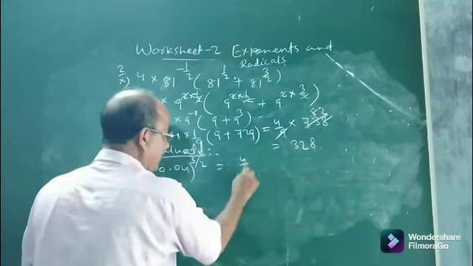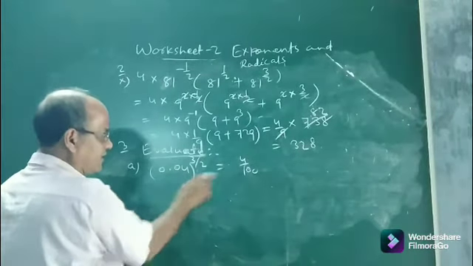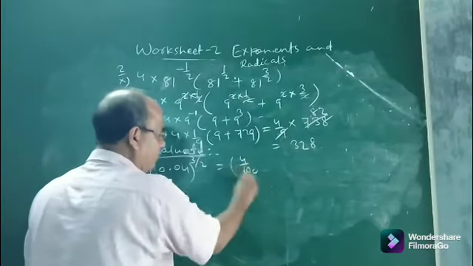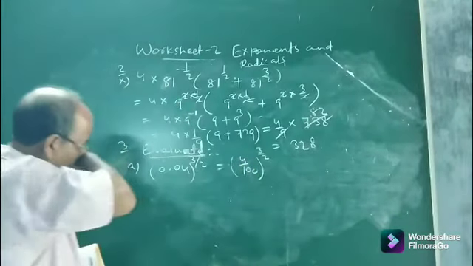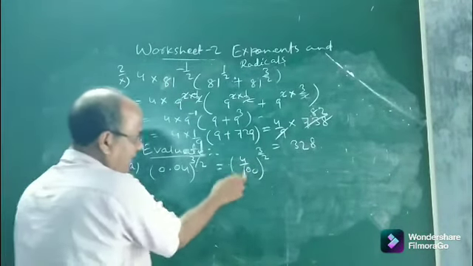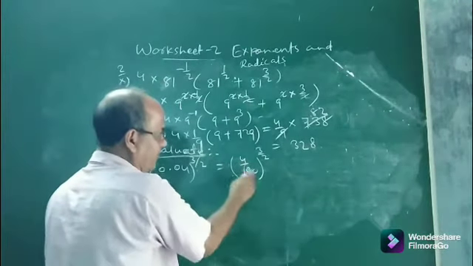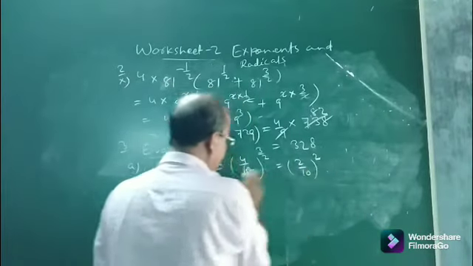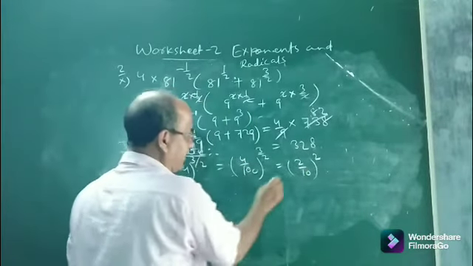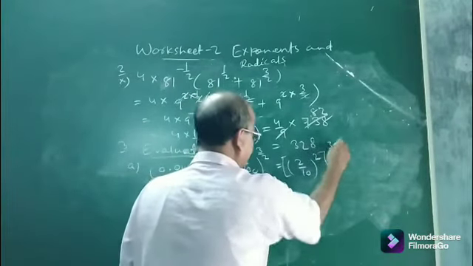It will be 4 by 100, because after the point there are two decimal places. So when it is changed to a fraction, it will become 4 by 100, whole to the power 3 by 2. Now see, this 4 by 100, how can we write? We can write it as 2 by 10 whole square, you see. Because 2 by 10 whole square is 4 by 100. So 2 by 10 whole square to the power 3 by 2.